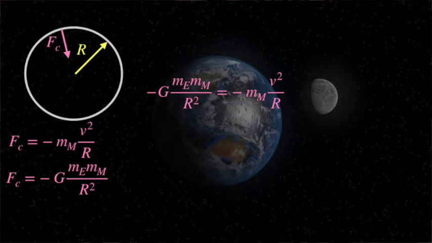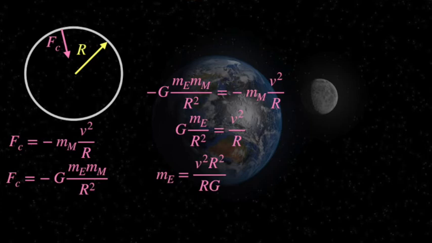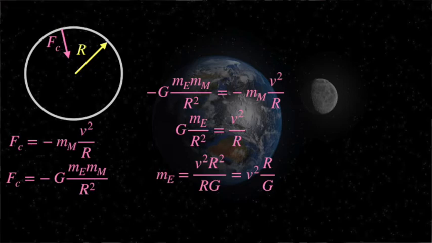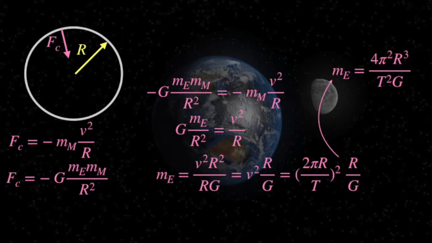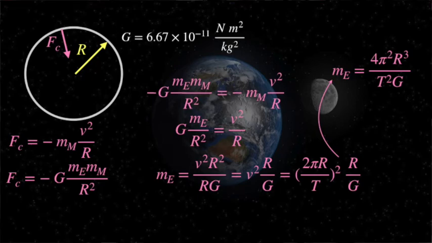Here we can cancel the mass of the Moon. We can obtain the velocity of the Moon by dividing 2 pi r over the time it takes for the Moon to make one revolution around the Earth. This is about 27 days. We know that the average distance between the center of the Earth and the center of the Moon is 380,000 kilometers.